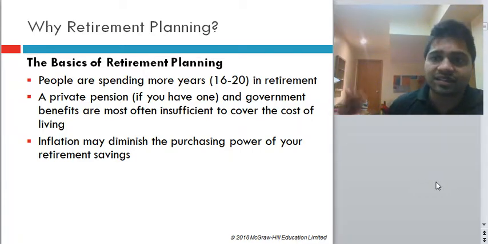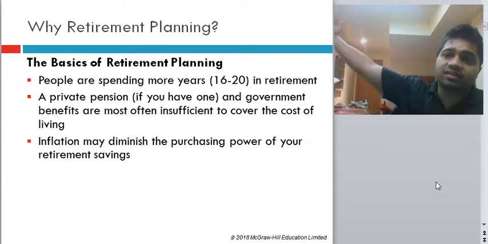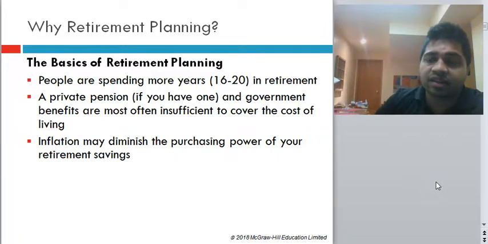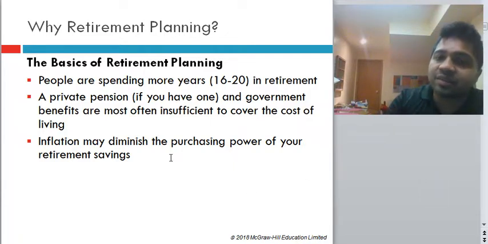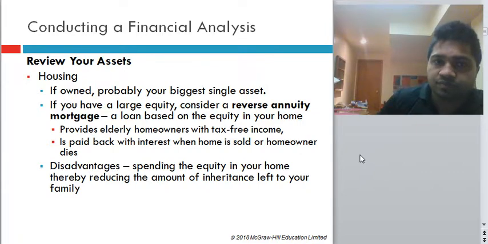So we still retire at 60 or 65, but we stay on another 35 years until we are, let's say, 100. So people are spending more years in retirement today. A private pension and the government benefits are most often insufficient to cover the cost of living. Inflation is a big threat and it diminishes the purchasing power of your retirement savings.